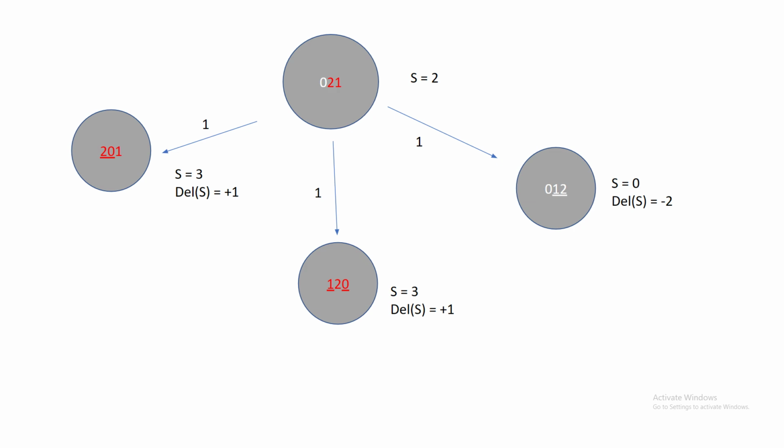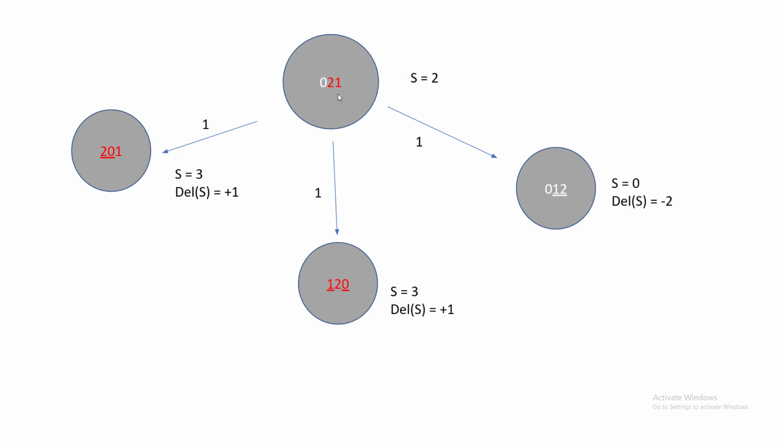Each action costs 1 unit. So let's see the S value of 201. 201 will have an S value of 3, as all three digits are misplaced. The delta S is the difference between the parent node and this current node. So this will be 3 minus 2, which is plus 1. The second child is 120. Its S value is also 3 because all three digits are misplaced. Delta S will be plus 1 as well.